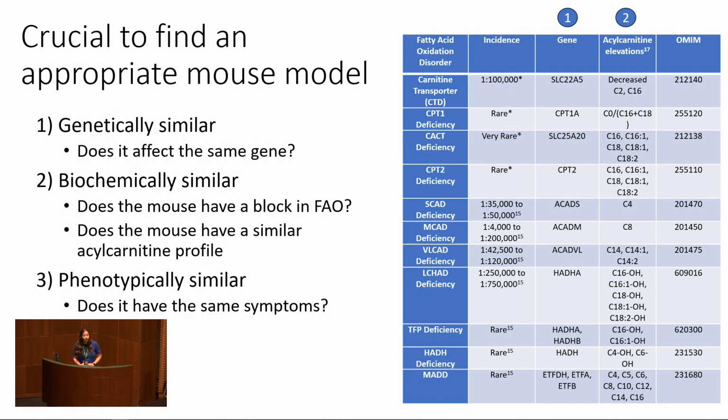Another thing you'd want to look for is, is it biochemically similar? So does it have the same block in fatty acid oxidation as patients do? So for example, if you want to study VLCAD, this is a long-chain fatty acid oxidation disorder, you would want to find a mouse that also has a block in long-chain fatty acid oxidation and not something that has a block in medium-chain fatty acid oxidation, because they are different. One way that you can test this is to see if they have similar acylcarnitine profiles, which I mentioned before are biochemical markers of these disorders. And so you can see if the mouse has a similar block by looking at the acylcarnitine profile and finding one that is similar to patients.